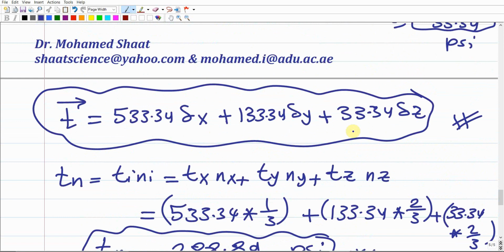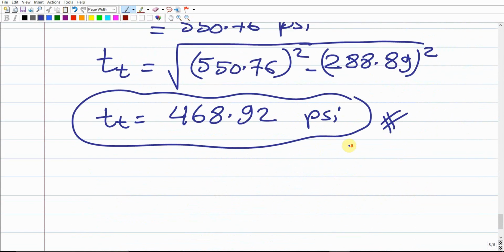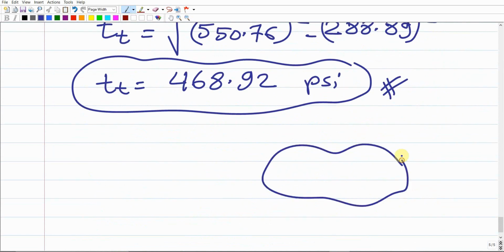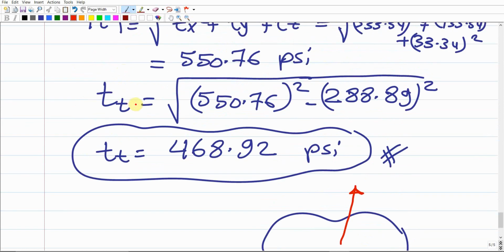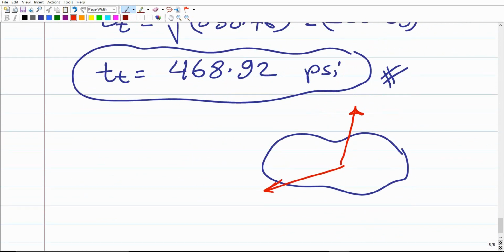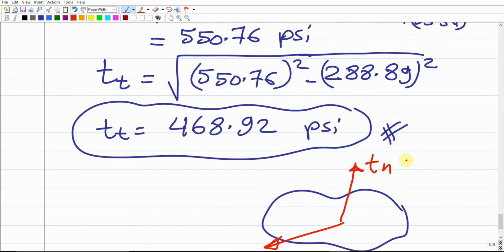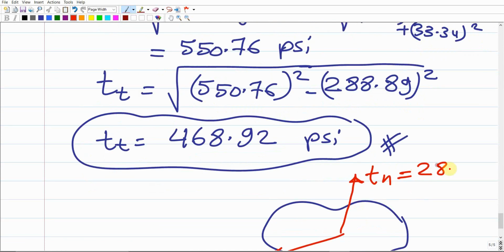So this is the tangential component, and this is the normal component of the stress vector acting on the surface, and these are the different components. Simply, you already have the surface, and we end up with one component of the stress that is perpendicular to the surface, and another component that is tangential to the surface. This is the T normal and T tangential. The tangential value is 468.90 psi as a stress acting over the surface, and the normal component we already got is 288.89 psi.